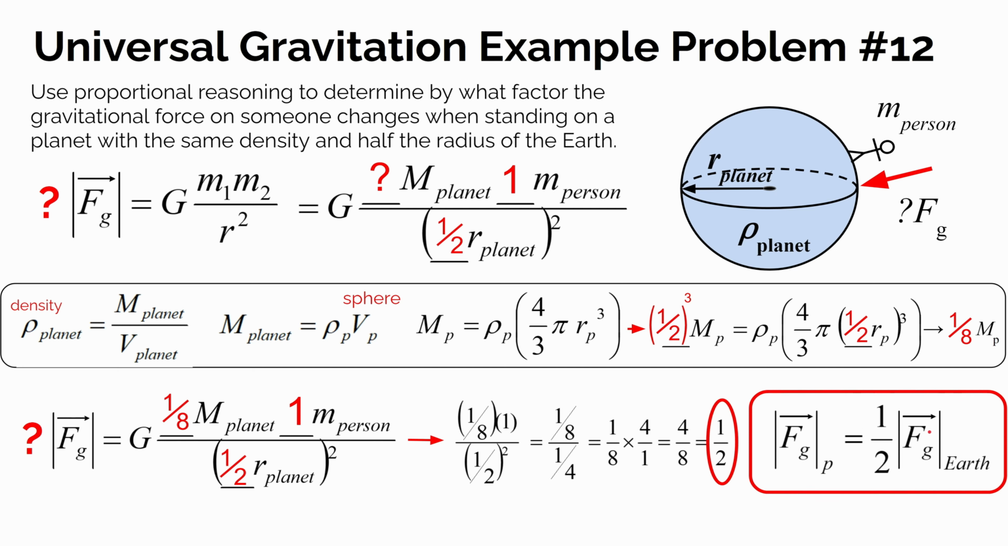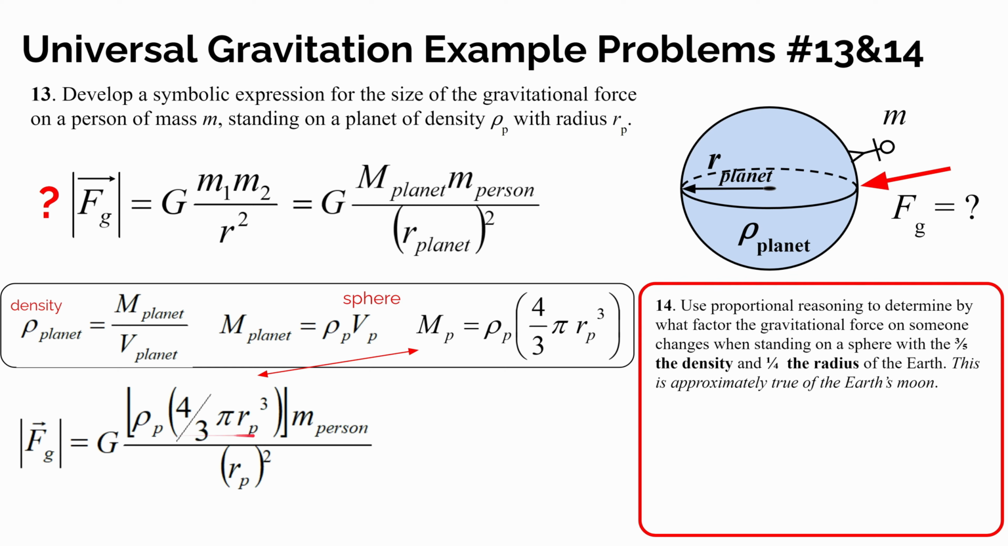So we're going to put all of that in for the mass of the planet down here. So we get that the size of the gravitational attraction is equal to our universal gravitation constant times the mass, which is equal to the density times the volume, which is 4/3 pi r_p cubed, the radius of the planet cubed, times the mass of the person in the numerator, and we have to divide by the square of the planet's radius. So we have a symbolic expression, but before we're done, let's just simplify. Because we have the radius of the planet cubed in the numerator, and we have it squared in the denominator. So this is r times r times r divided by r times r.